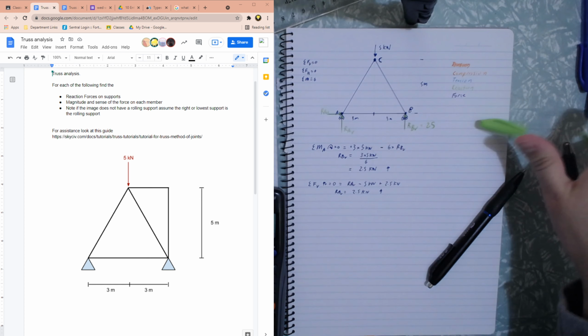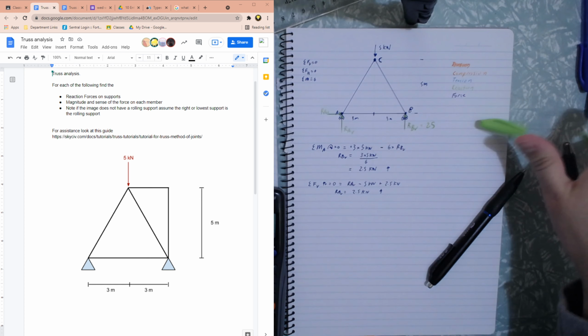Sorry, let me get my calculator. That should be 3 times 5 over 6, and that should be 2.5. So that's going to be 2.5 kilonewtons, and its direction is going up, so we already know that. We can write this over here, so we can say equals 2.5.